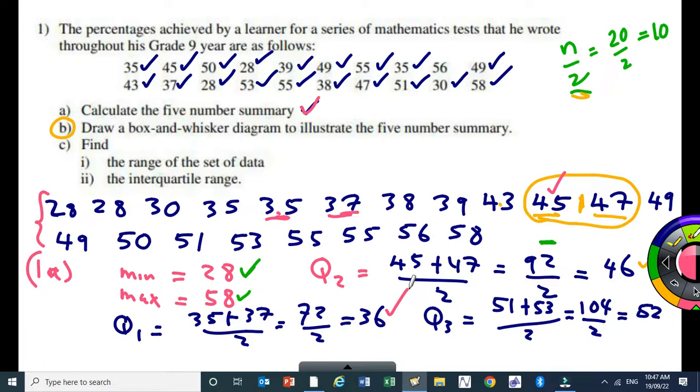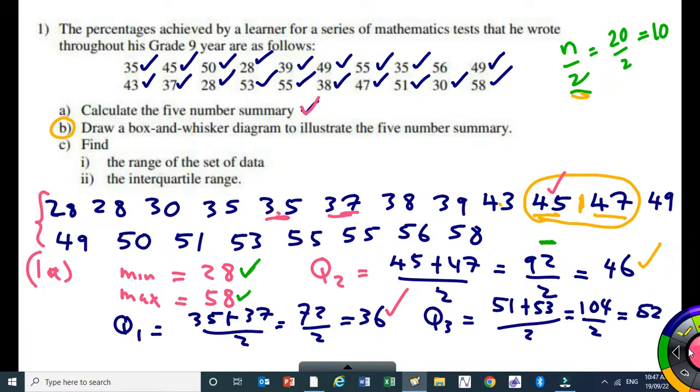Okay? Then Q3, we start counting from 47. So 1, 2, 3, 4, 5. So this value here and also that one. We add those two, we will get 52. So I got my 5 number summary.